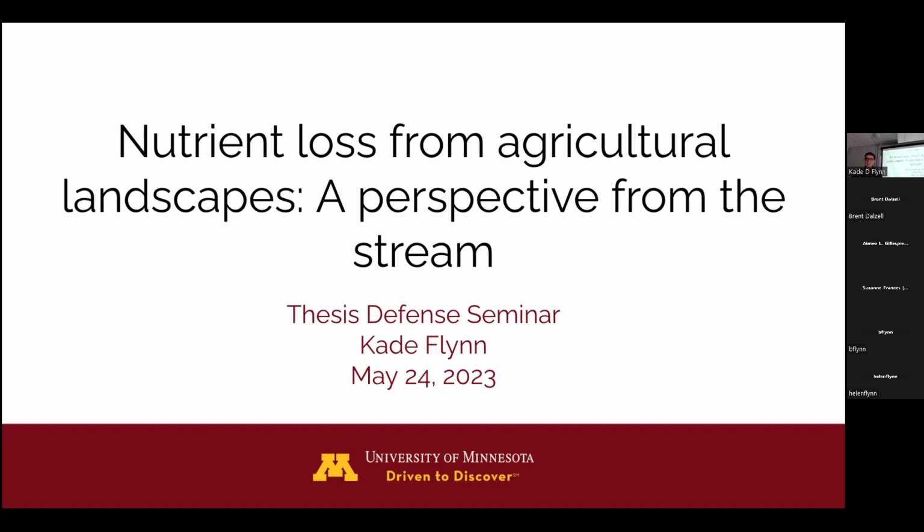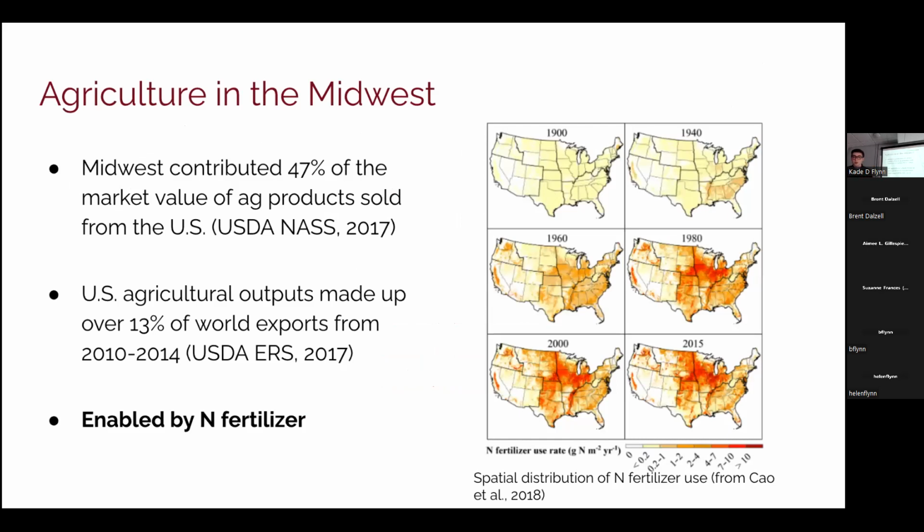So the title of my thesis is Nutrient Loss from Agricultural Landscapes: Perspective from the Stream. Before talking about this perspective from which we're looking at nutrient loss, I want to talk about the broad motivation for this work, which took place within agricultural watersheds in the Midwest. The Midwestern United States contributed 47% of the market value of agricultural products sold in 2017. And between 2010 and 2014, the US made up over 13% of world exports. So agricultural productivity from this region really is of global importance.